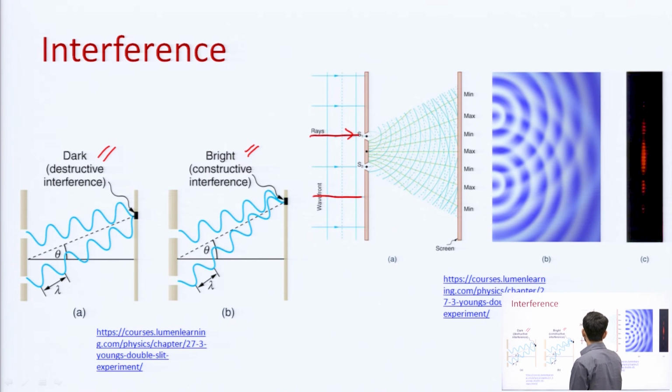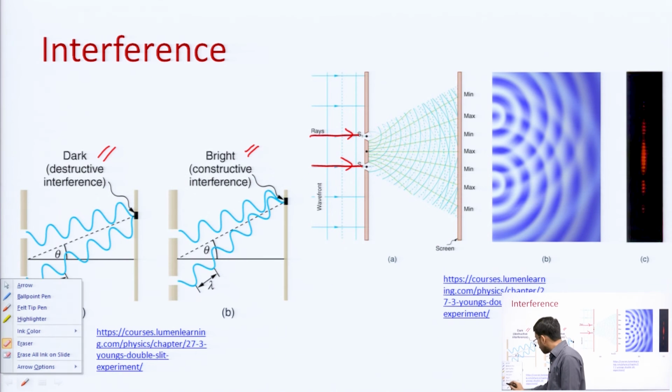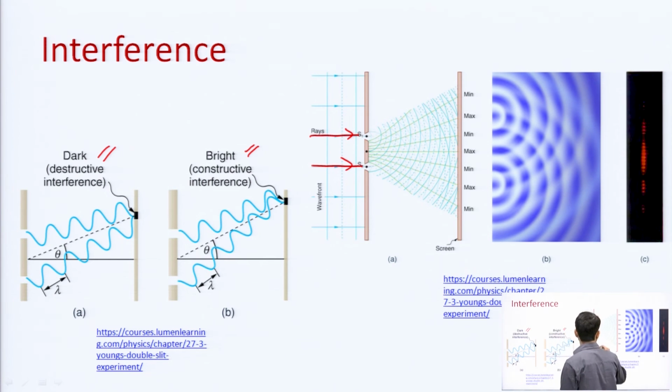Source 1, source 2. So we get two separate sources and we get destructive and constructive interference. Over here we are getting constructive interference, destructive, destructive, constructive. Like this we get bright and dark fringes as shown in this interference pattern, right.